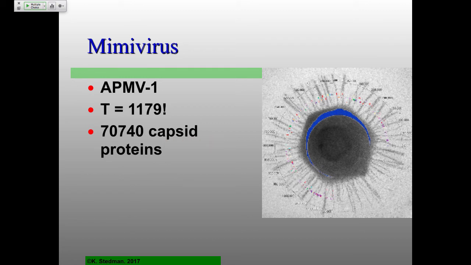But arranged in these quasi-equivalent structures. So this is great. It's a really wonderful way of thinking about each of these individual icosahedral structures. But of course, this is biology. So what does that mean? There are always going to be exceptions as far as it's concerned.